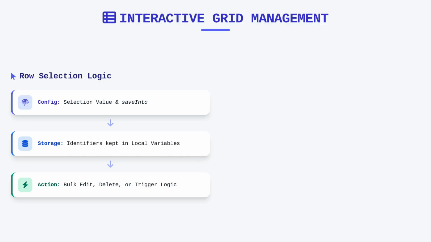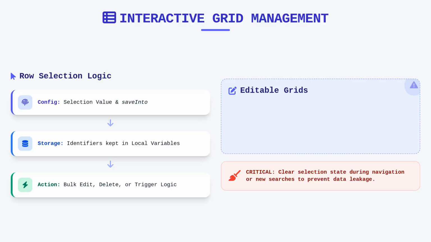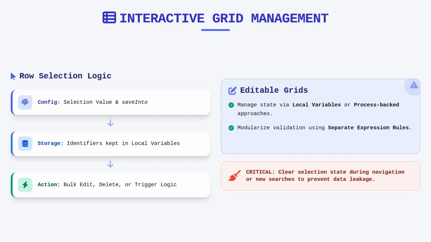You must carefully manage this selection state, ensuring that the selected items are properly cleared if the user navigates away or performs a secondary search. If you are building an editable grid, you enter a different paradigm where you must manage individual row state changes via local variables or a process-backed approach. Because editable grids require more complex validation logic to ensure data integrity, I strongly recommend keeping the logic for updating those fields as clean and modular as possible by leveraging separate expression rules for your validation logic.